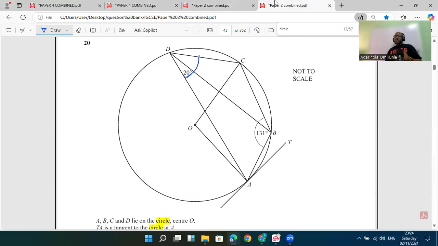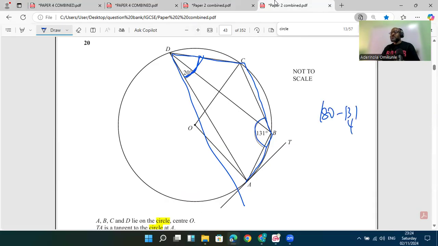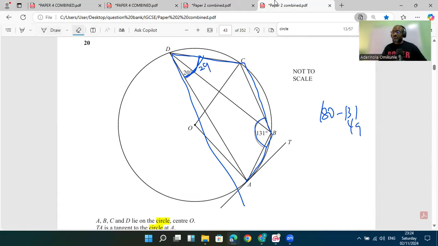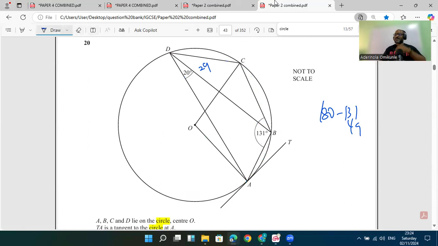Okay, so what do we do? Clearly I can see a quadrilateral, so it's a cyclic quadrilateral. You can see how it's drawn. If you don't pay close attention, you won't get it. So the whole of this is equal to 180 minus the whole of this. So that's 180 minus 131. That's 49. So this whole place is 49. So I can put this place as 49 because we may need it in another question.